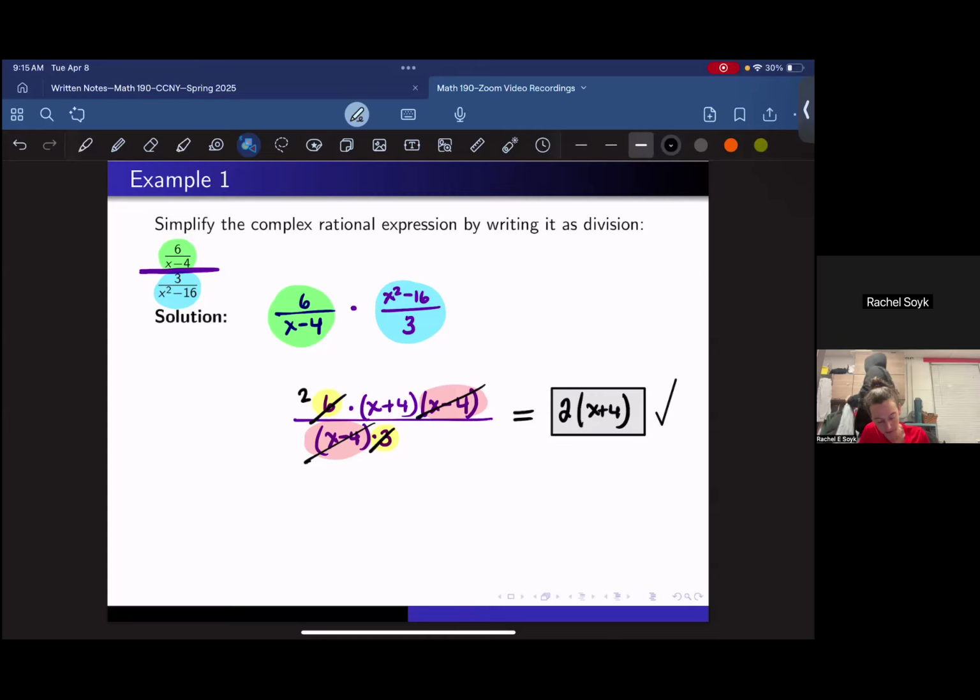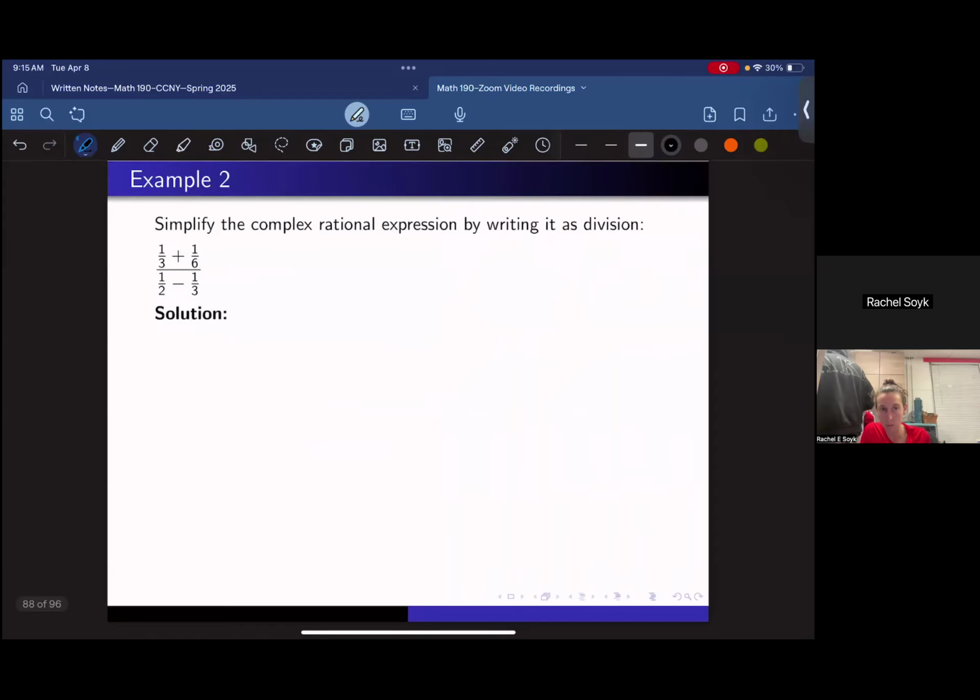All right. Why don't we jump into example 2 together, where we're not dealing with any variables, we're just dealing with some numerical values now. So once again, we have our numerator divided by our denominator, but in this case, our numerator deals with adding two fractions. So we have 1/3 plus 1/6.